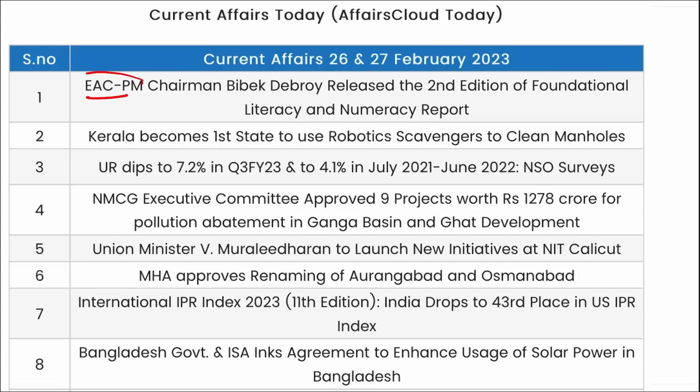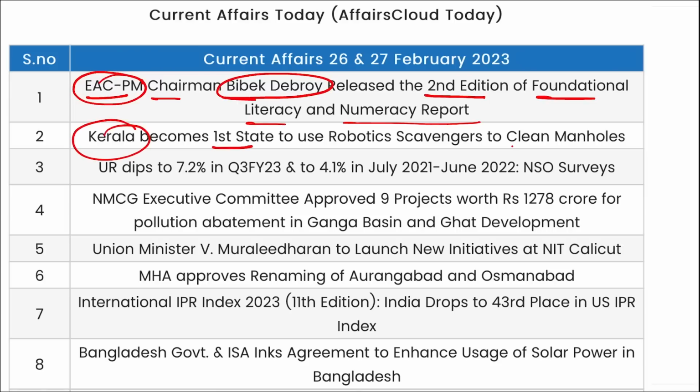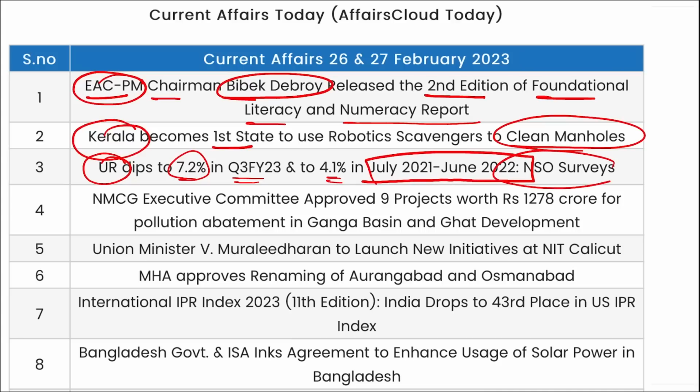The EAC-PM, that is the Economic Advisory Council to the Prime Minister, Chairman Bibek Debroy has released the second edition of the Foundation Literacy and Numeracy Report. Kerala became the first state to use robotic scavengers to clean manholes. The unemployment rate dips to 7.2% in the third quarter of fiscal year 23 and 4.1% from July to June as per the NSO survey. NMCG, the National Mission for Clean Ganga Executive Committee, approved 9 projects worth 1,278 crore rupees for pollution abatement in the Ganga Basin and Ghat development.